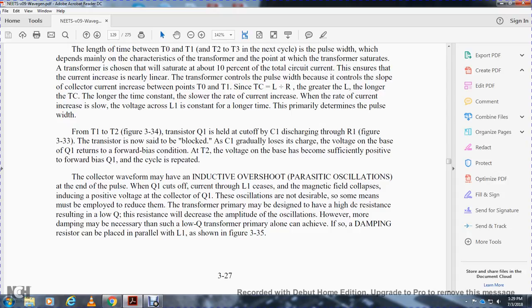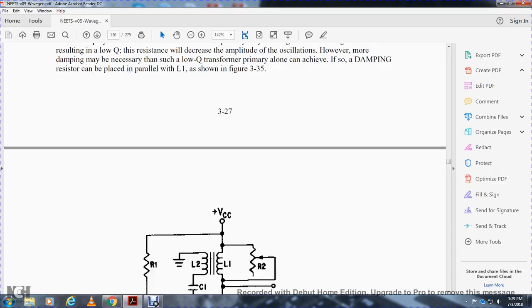Primarily, many transformer designs have a high DC resistance, resulting in a low merit. The resistance will decrease the amplitude of the oscillation. However, more damping is necessary for such a low-merit transformer; the primary alone cannot achieve that. If so, a damping resistor can be placed in parallel with inductor 1, as shown in figure 335.